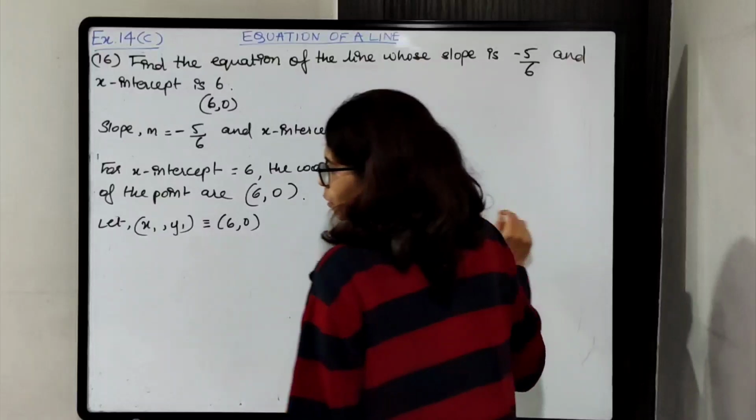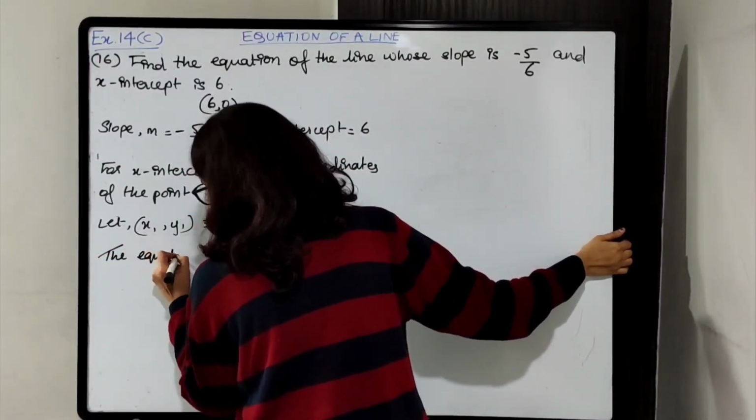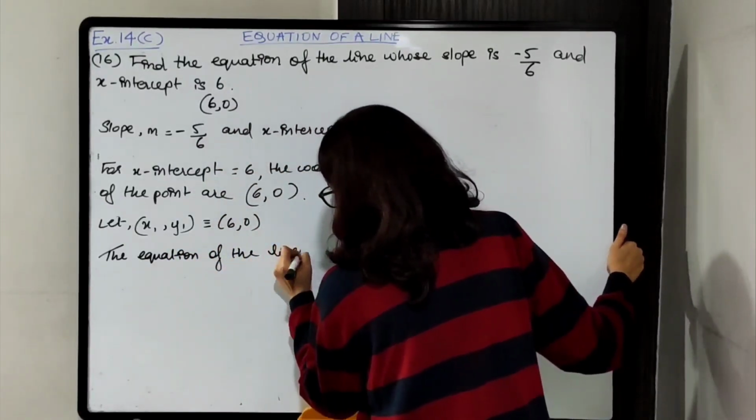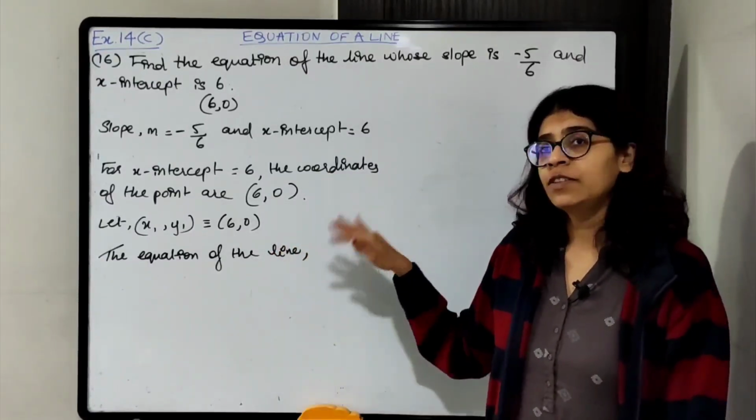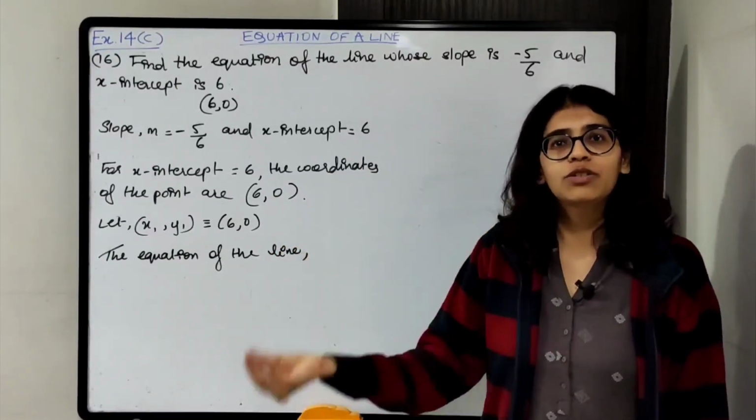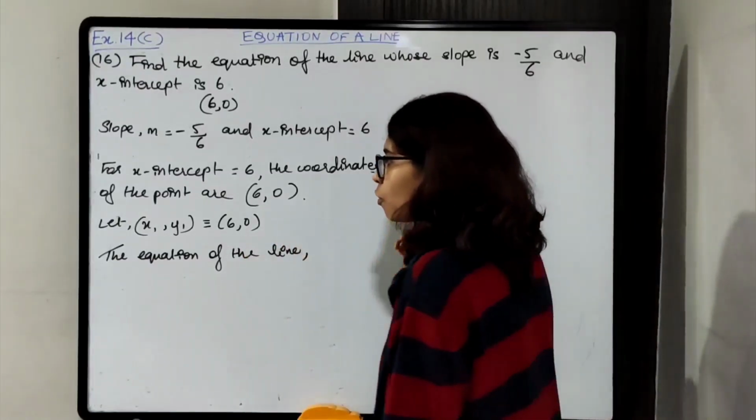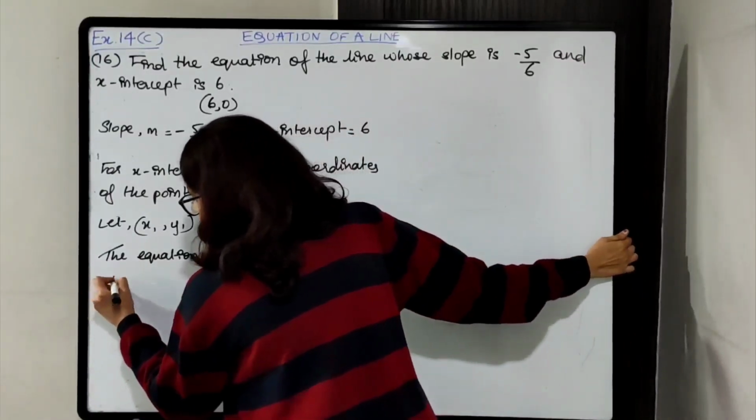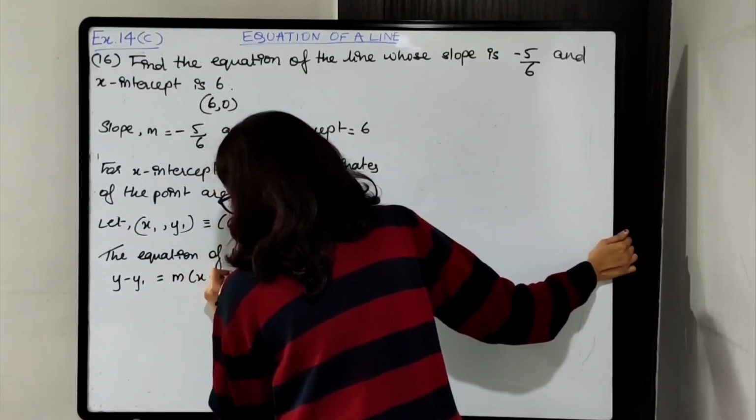Okay, so the equation of the line. I have not written over here equation of the line using point slope form, and even in the previous question I did not write using 2 points form. You can just add it over here. Okay, so equation of the line is y minus y1 equals m into x minus x1.